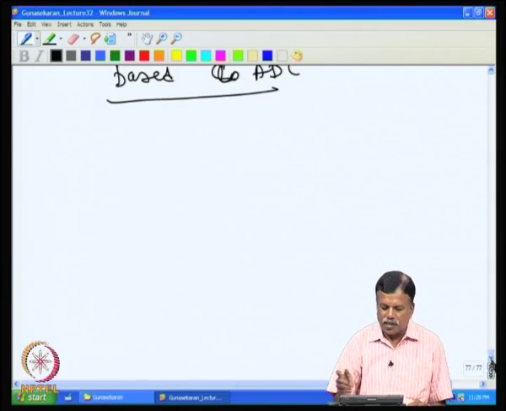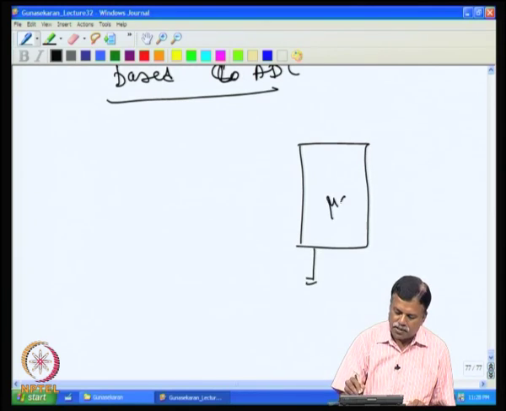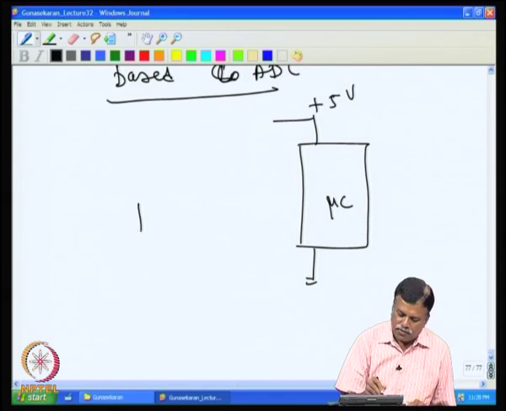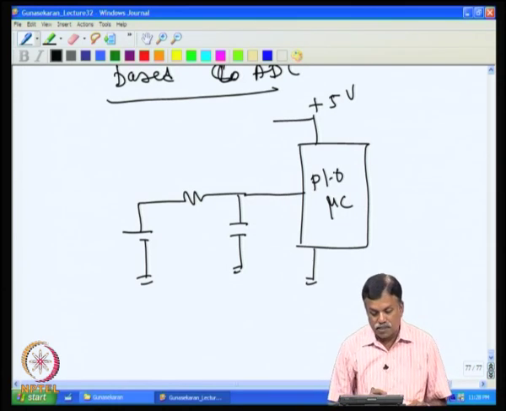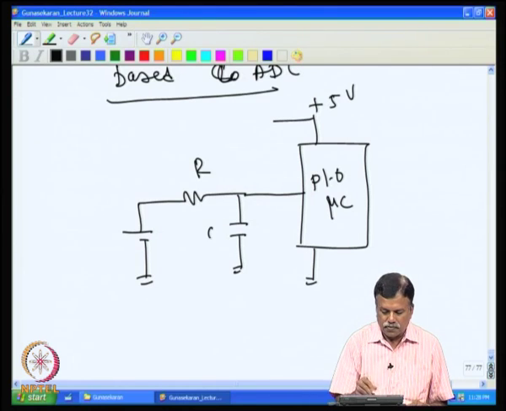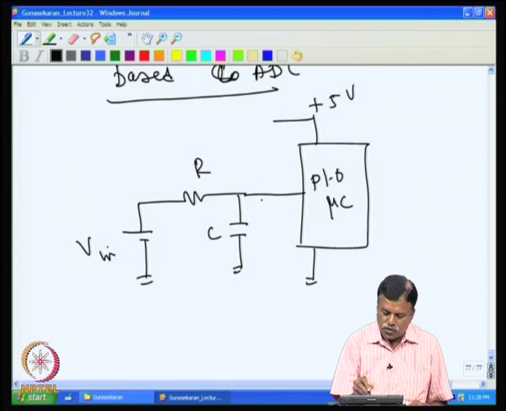There are various techniques to do it. If I want to digitize the analog voltage, the simplest thing I can think of is this: I have a microcontroller, and I give the supply voltage. Then the V input voltage, which is to be digitized, can be given through a resistance and a capacitor, and it can be connected to one input port, for example V1.0. Now, I can have a switch connected across this to discharge. So, I can have a switch connected here, that is a MOSFET switch.